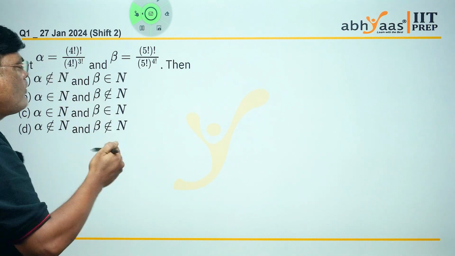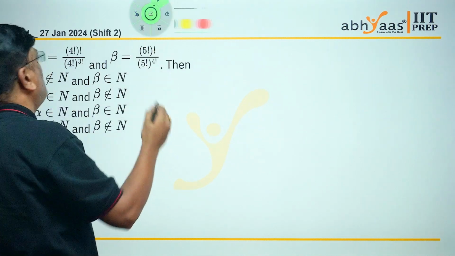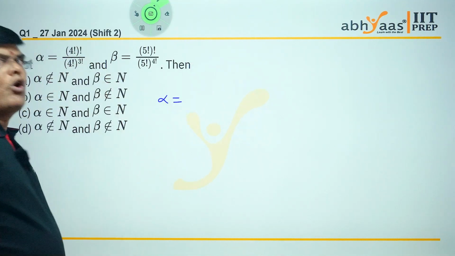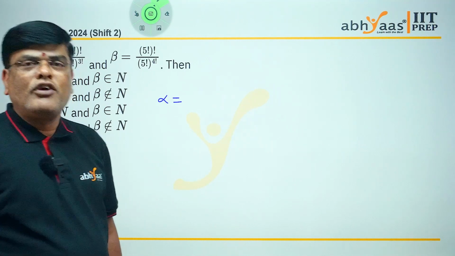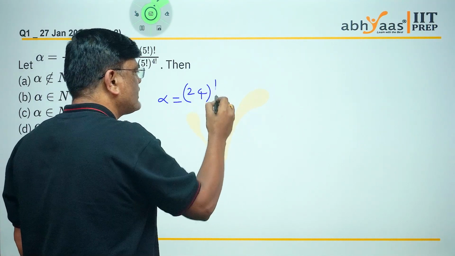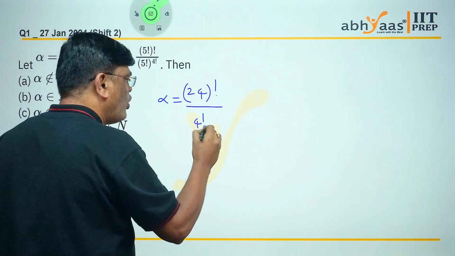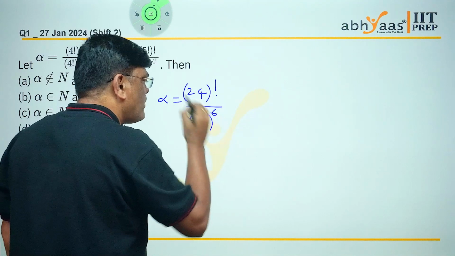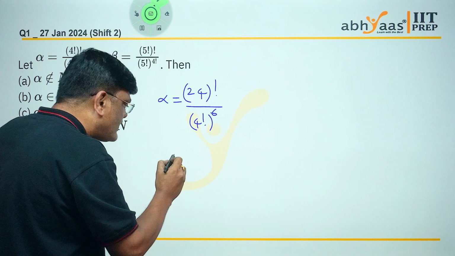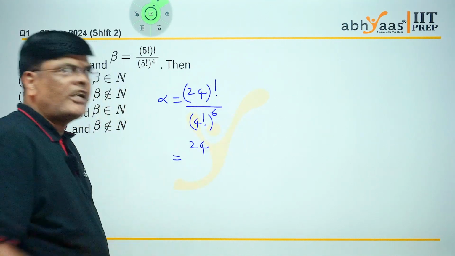Here alpha is given as 4 factorial whole factorial. Now, 4 factorial we already know is 24. Now the whole factorial is there. By, now I am writing 4 factorial whole power 3 factorial, which is nothing but 6. Now I can write this as 24 factorial. By observing this, we cannot identify.